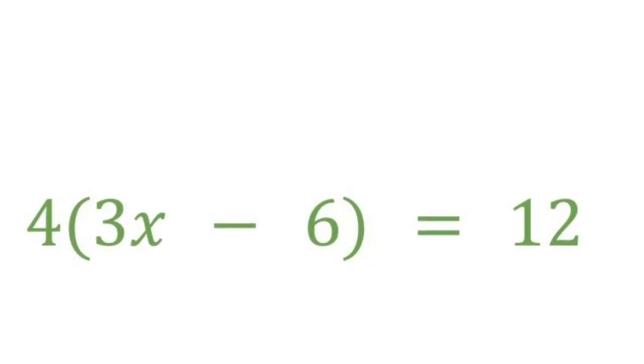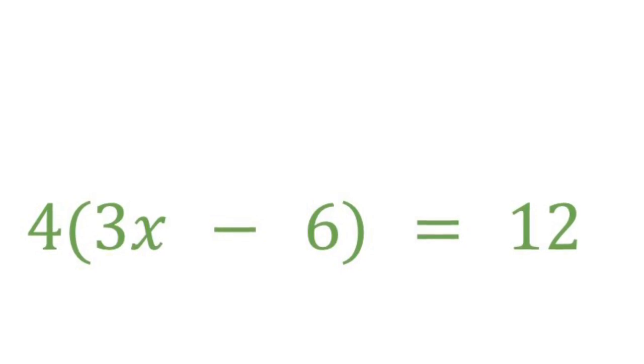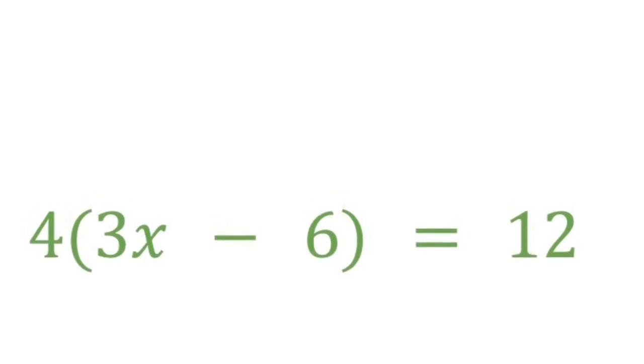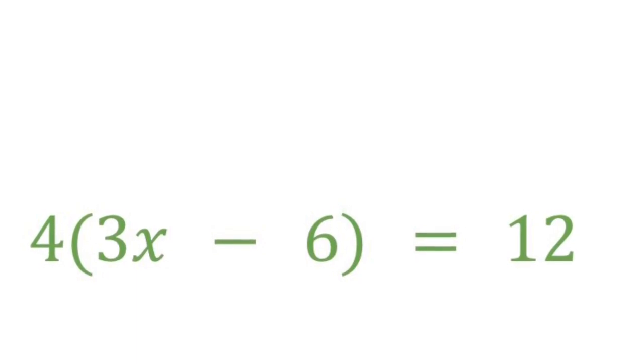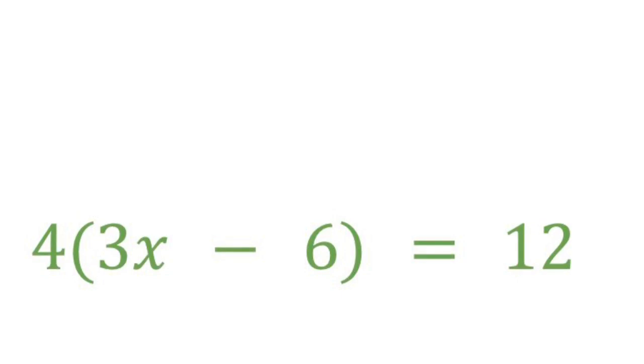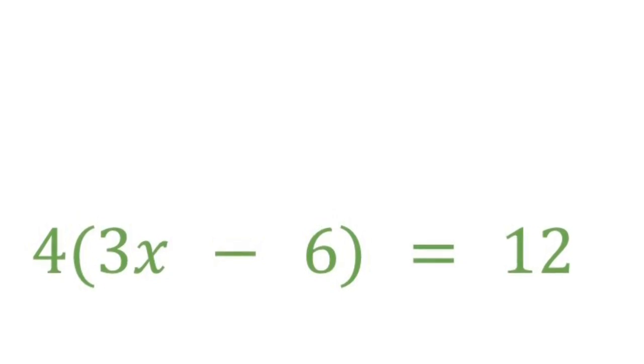Let's try this next question where we have brackets and we have a negative. So we need to take both of those things into consideration. But first step will be to get rid of the brackets. So we'll need to multiply first, and then we'll go ahead to solve the equation.